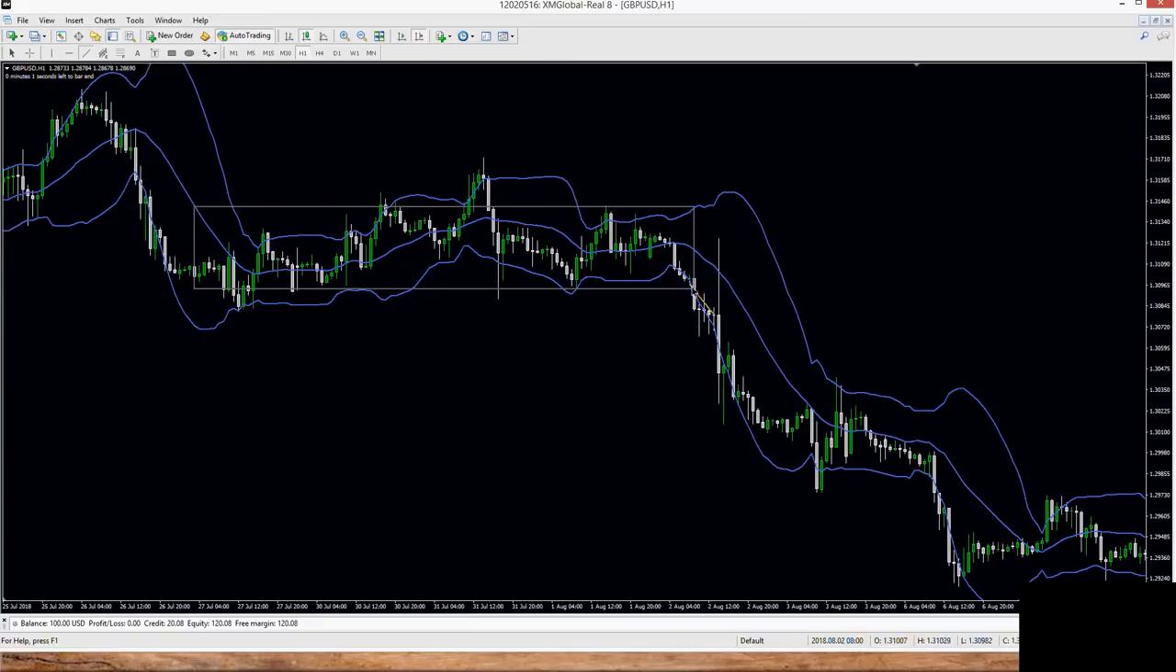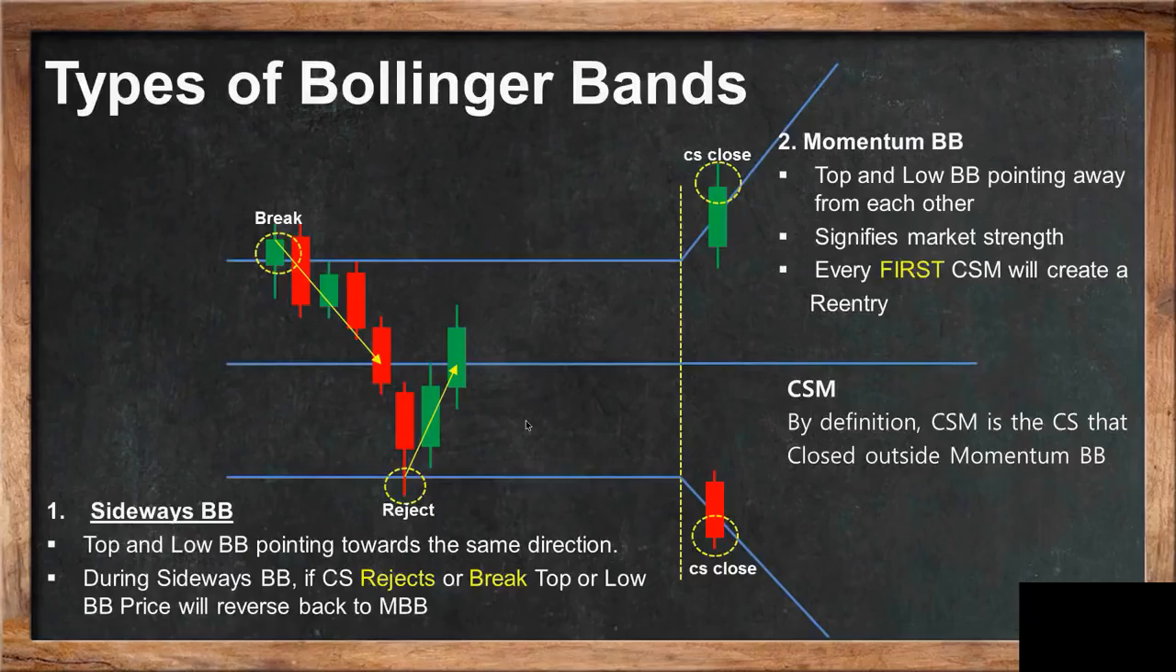However, over here, there's a significant change of direction in the Bollinger Band. So you know that top and bottom are wide open. So this is a momentum Bollinger Band. Alright? So I hope that this is clear. So let's move on.